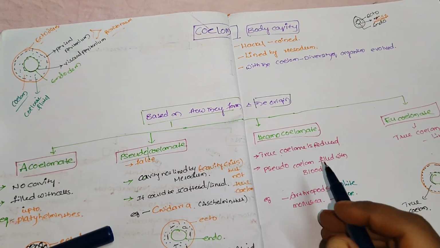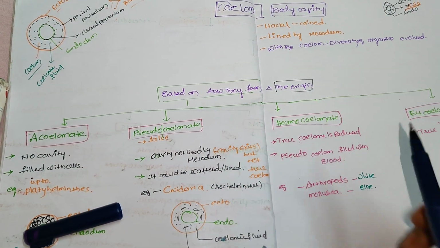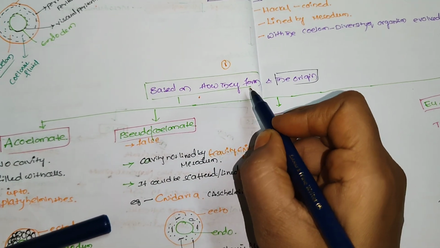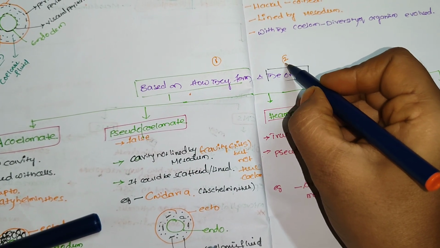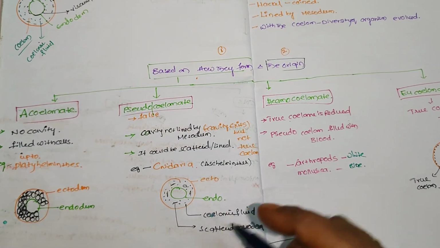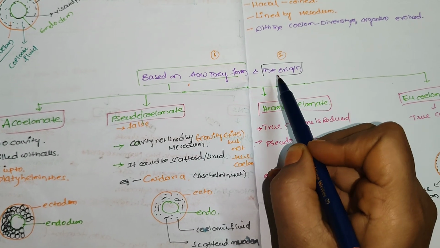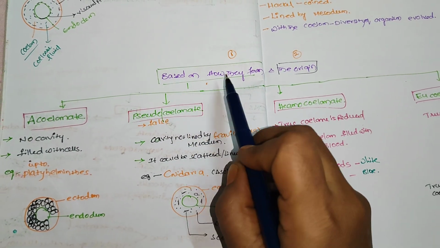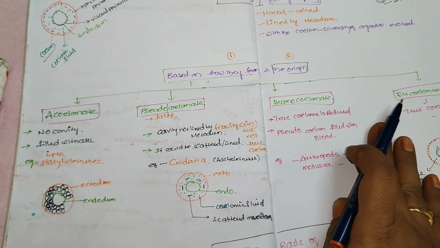Then the types of coelomes. The types of coelomes are based on two parameters. The first one is based on how the coelome is formed, and the second parameter is the origin of the coelome. So the coelomes are classified on the basis of how they form and what the origin of the coelome is. First of all, let us look at the coelome based on form. There are four types of coelomes.